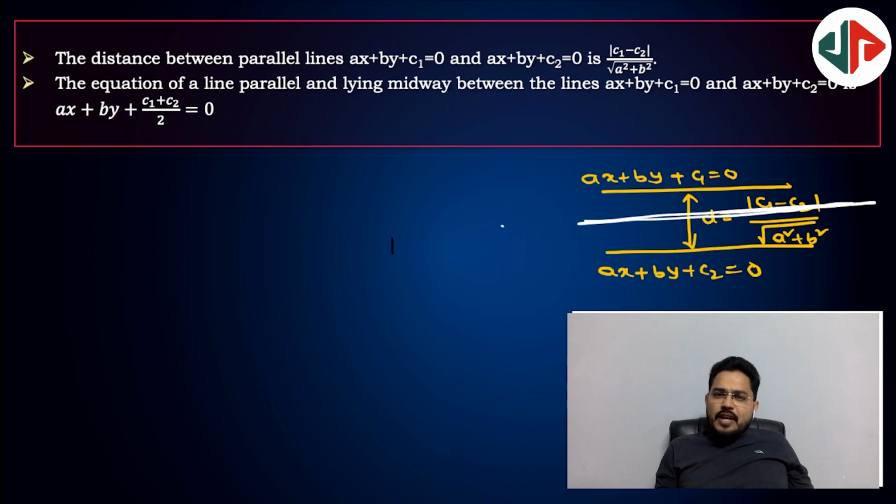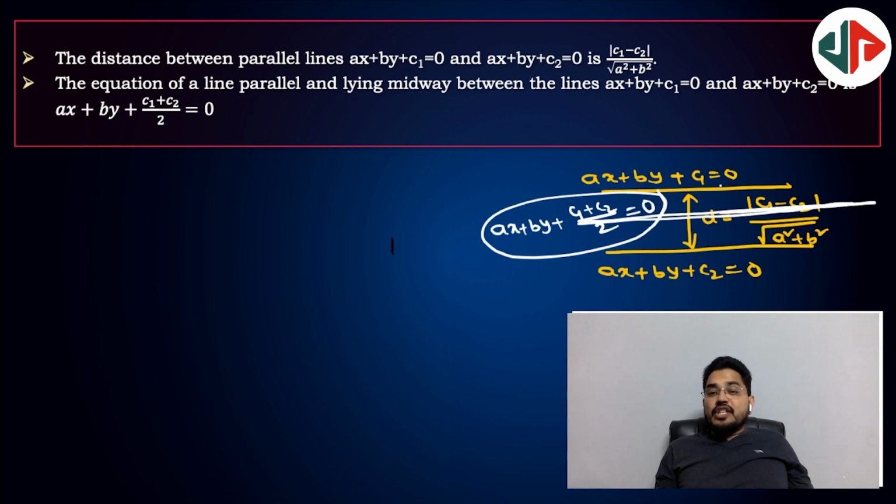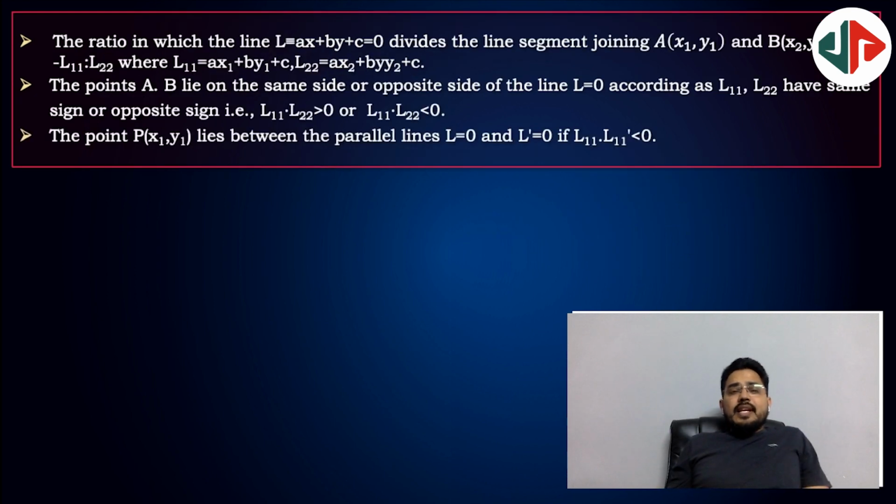So simply you can write it as ax + by + (c1 + c2)/2 = 0. Okay, this is the line equidistant from these two lines. So here I'm talking about a line dividing the line segment joining these two in the ratio.